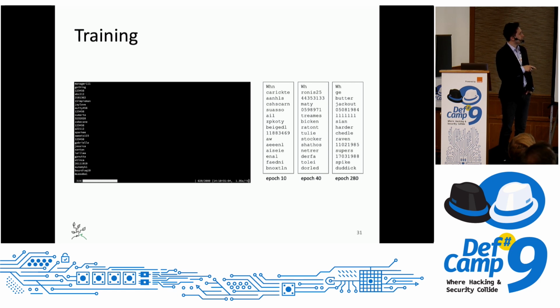At epoch 40, you see that it starts to pick up common character combinations like ES or CK or EN or ST, but still the words don't make sense. And at epoch 280, it starts to recognize words and also date structures, so it's like butter or raven or something like that. So you see the progression of the neural network learning these things.